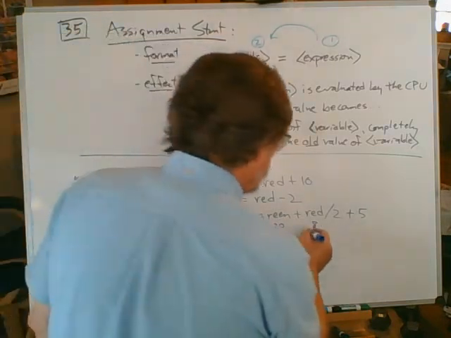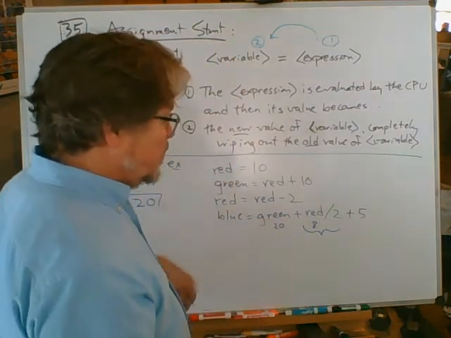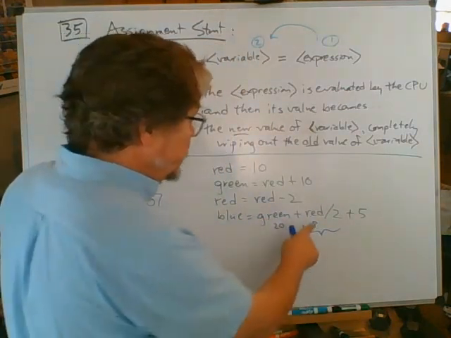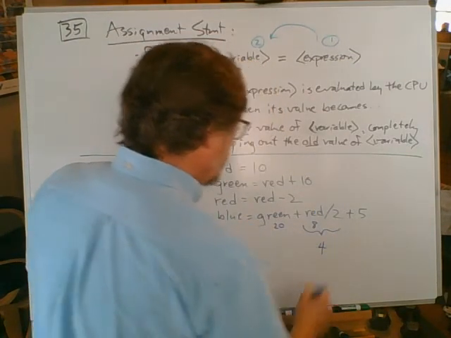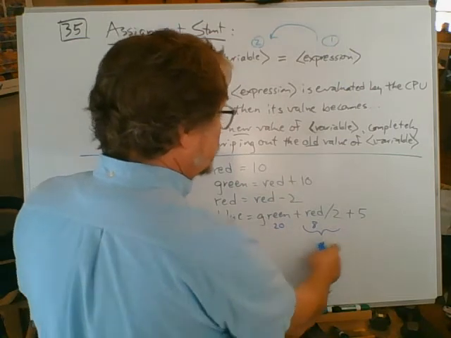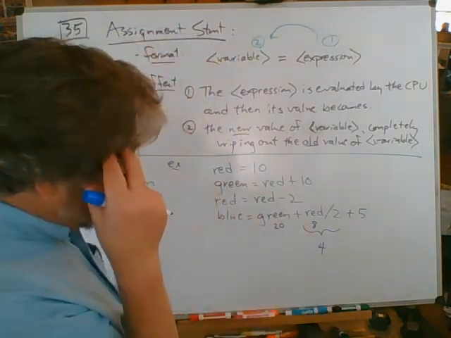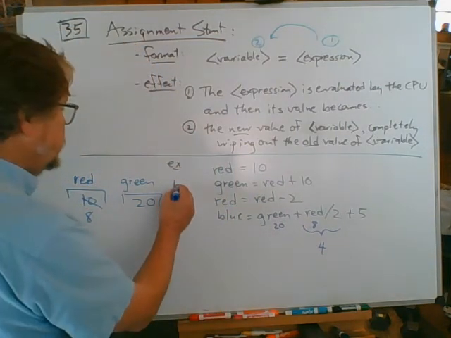So the first part that's going to be done is this part, even though it's in the middle of the expression rather than at the beginning. Red divided by 2 is 8 divided by 2, 4. Then it adds all these up, and it'll be 20 plus 4 plus 5. Let me see if I can do that in my head. 25, 26, 28, 29 becomes the value of variable blue.